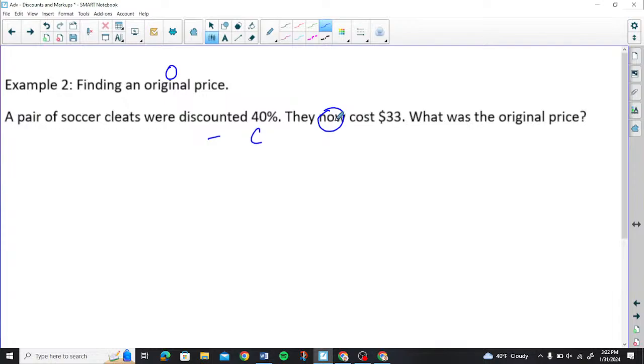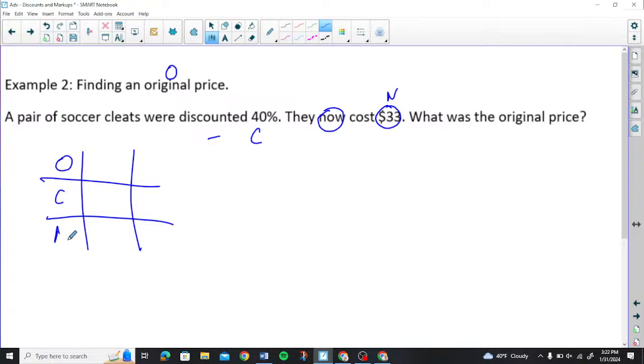So now let's say this is a new price. They now cost $33. What was the original price? So again, we draw out our box, O, C, and N. We don't know the original price, but we know the original percent is 100. We know that we have a percent change of 40, and then we know that the new price of the shoes is $33. We need this box right here.